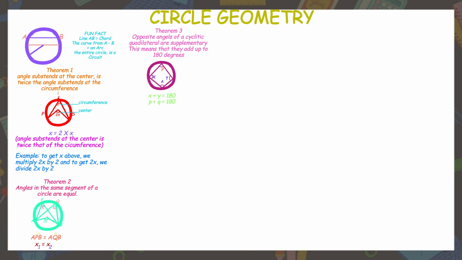And what is the interpretation? The interpretation is x plus y, that is the opposite angles, is equal to 180 degrees. They are supplementary. Then p plus q is equal to 180 degrees. Because they are opposite angles of a quadrilateral inside the circle, they are supplementary; they add up to 180 degrees.